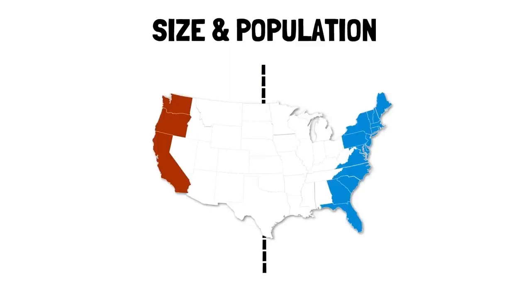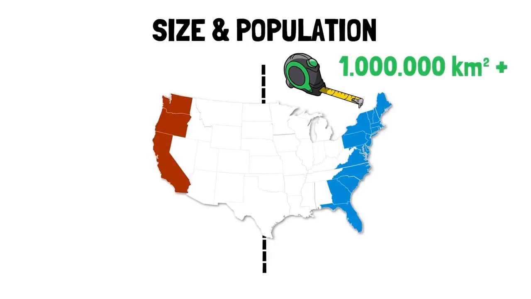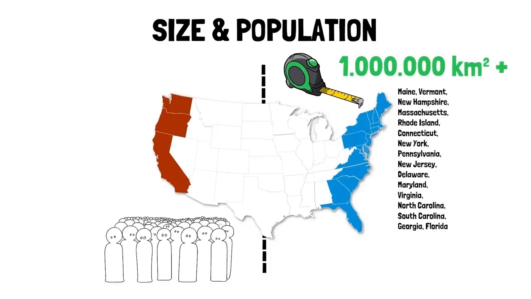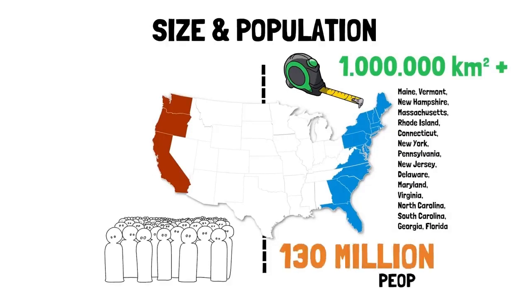When it comes to size and population, the size of the East Coast is over 1 million square kilometers, made up of the states of Maine, Vermont, New Hampshire, Massachusetts, Rhode Island, Connecticut, New York, Pennsylvania, New Jersey, Delaware, Maryland, Virginia, North Carolina, South Carolina, Georgia, and Florida. And its population is around 130 million, almost 40% of the United States' total population.